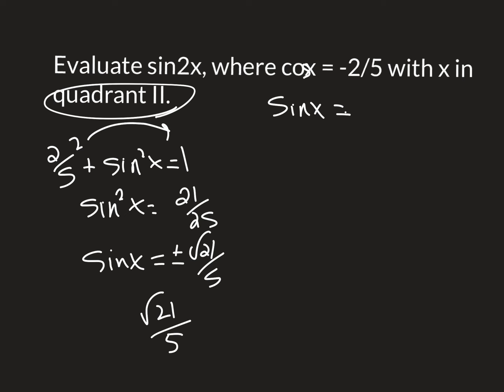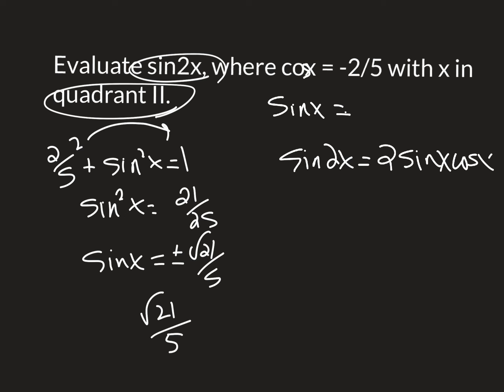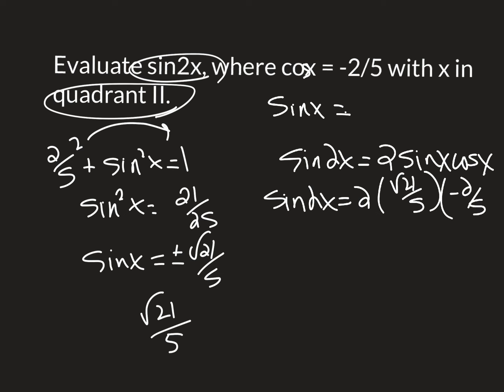Now, sine 2x is, from your identity formula page, 2 sine x cosine x. Since I know what both sine and cosine are, I can just do 2 times sine x, which is the square root of 21 over 5, times cosine, which is -2 over 5. I'm just going to multiply that out, and I get -4 square root of 21 over 25. That's all you have to do there.